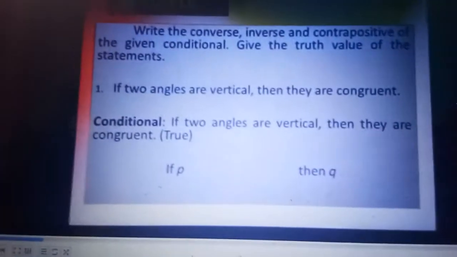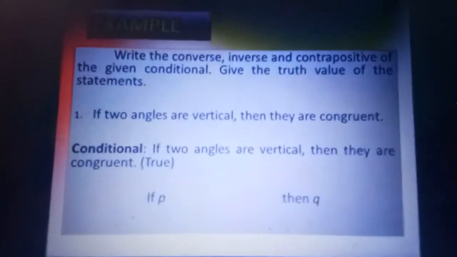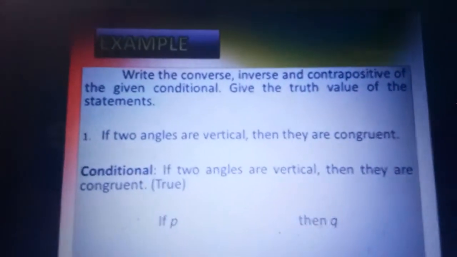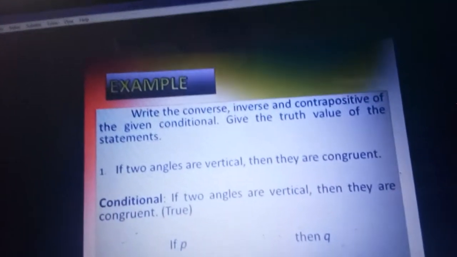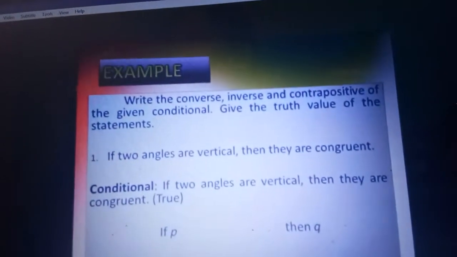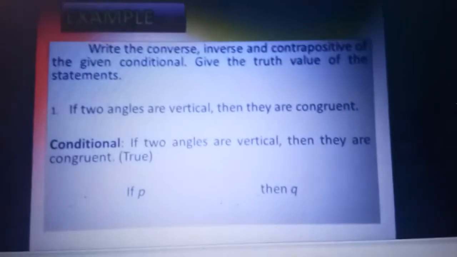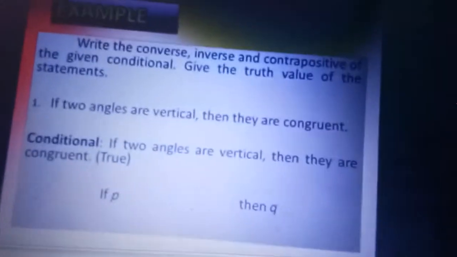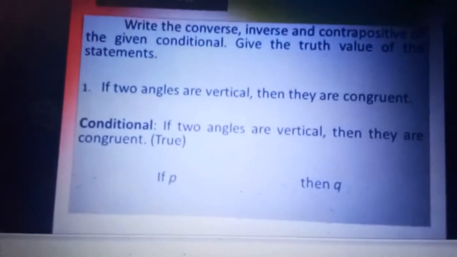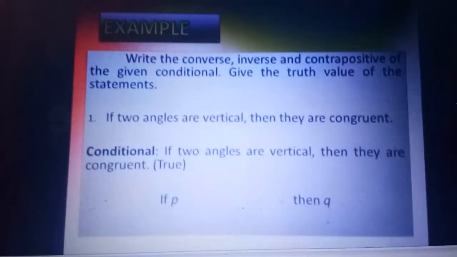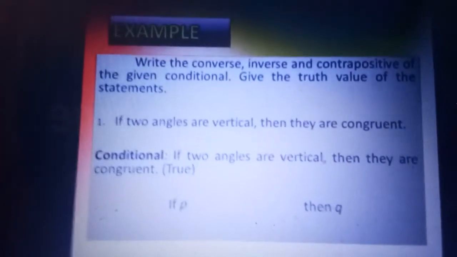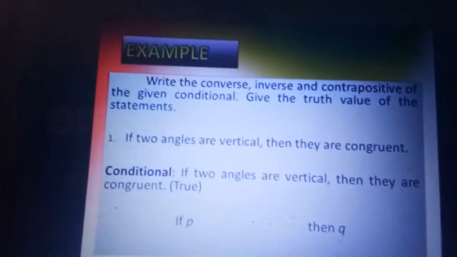To better understand what we're going to do with that statement, let us have an example. Write the converse, inverse, and contrapositive of the given conditional statement. Give the truth value of the statement. The first conditional statement we have is: if two angles are vertical, then they are congruent. It is true. A conditional statement has the form if P, then Q, right?